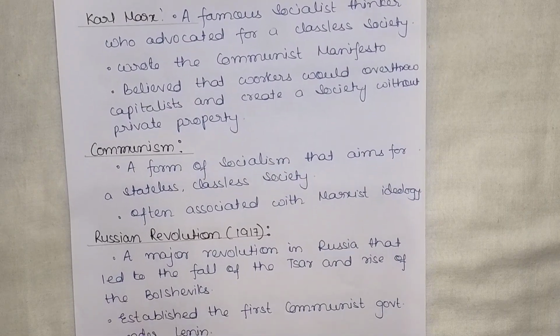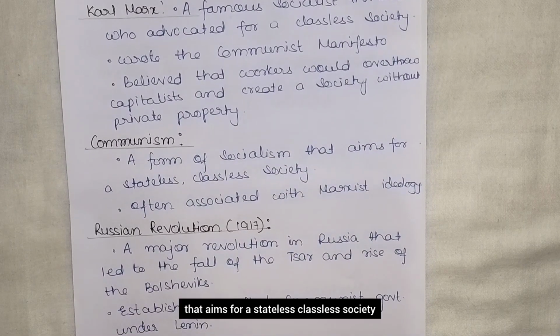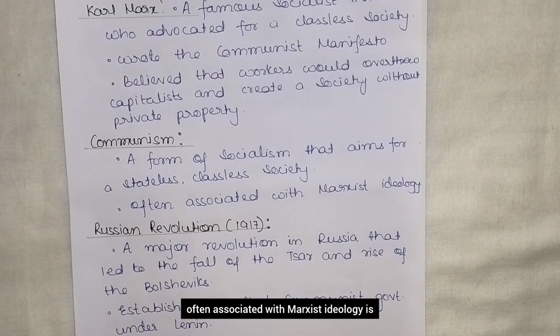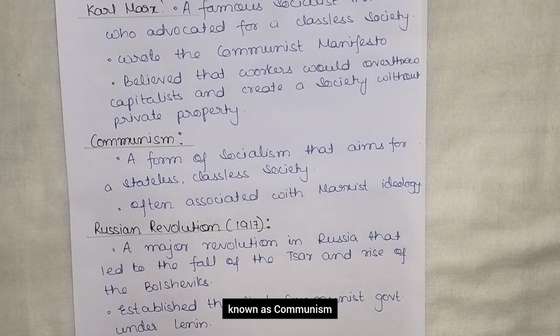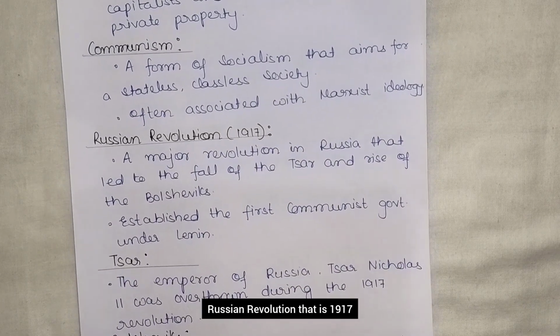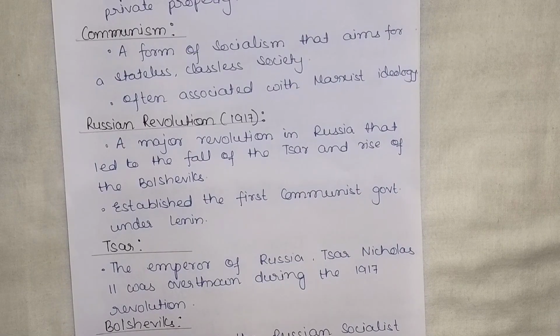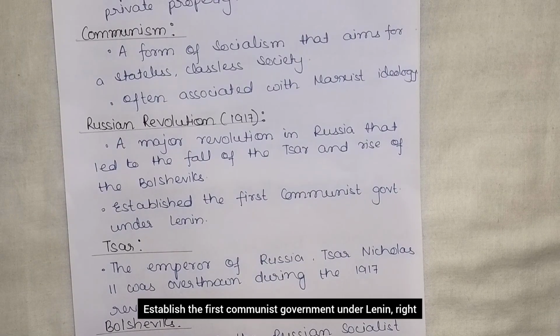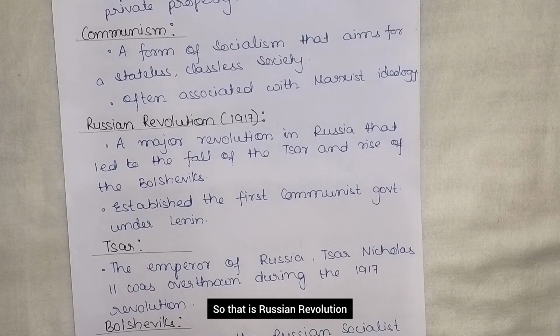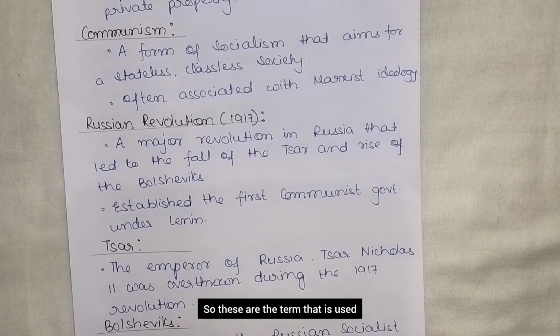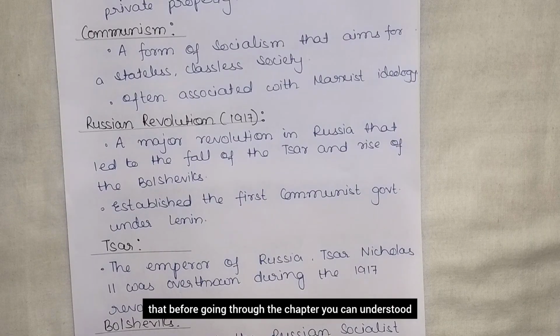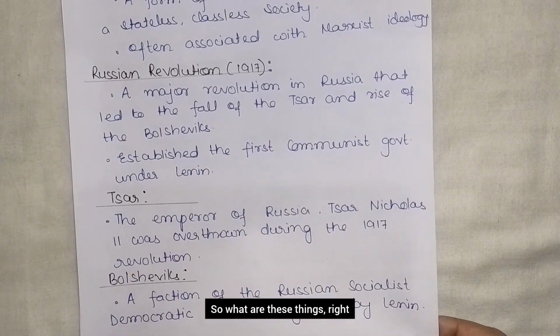Now, communism, a form of socialism that aims for a stateless, classless society, often associated with Marxist ideology, is known as communism. Russian Revolution, that is 1917, a major revolution in Russia that led to the fall of the Tsar and rise of Bolshevik, established the first communist government under Lenin, right? So that is Russian Revolution. So these are the terms that are used. I have given you a quick meaning so that before going through the chapter you can understand what these things are, right?